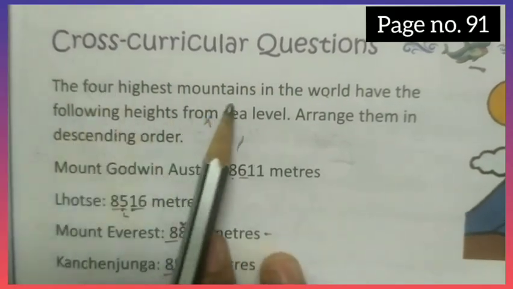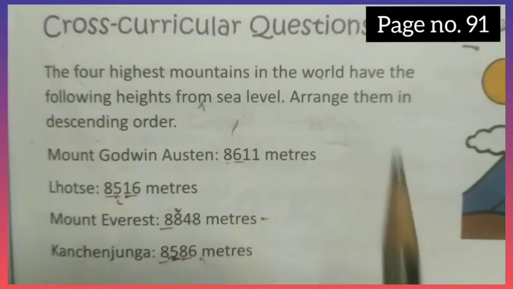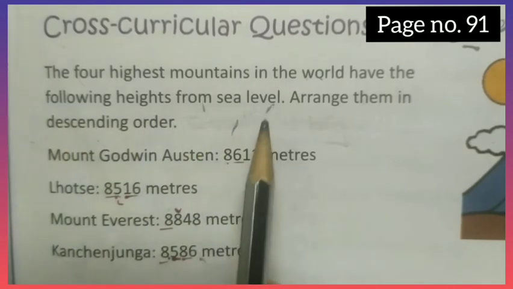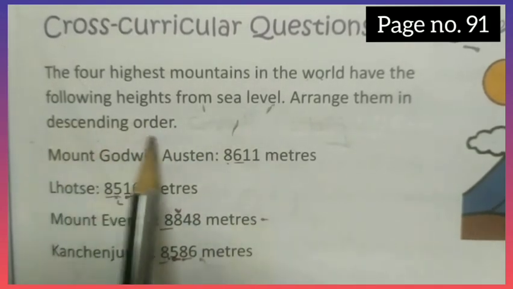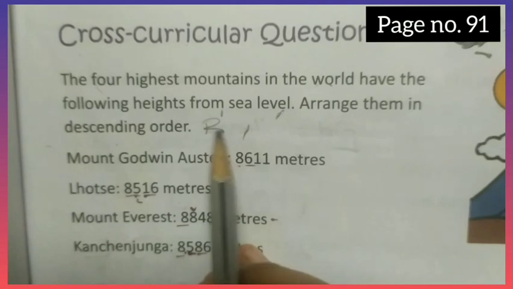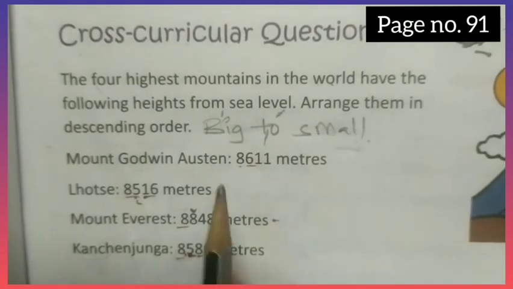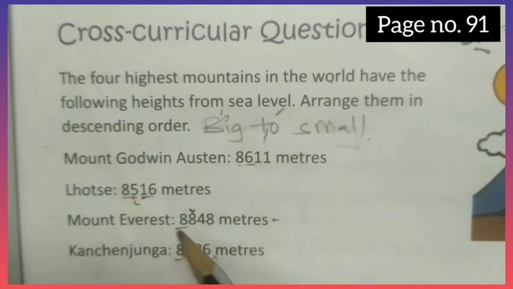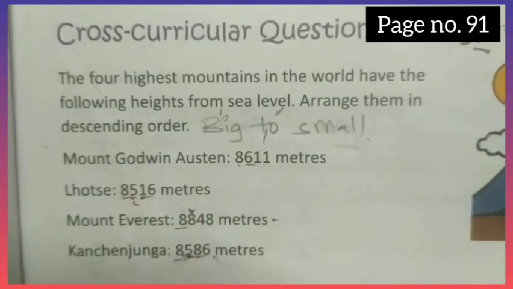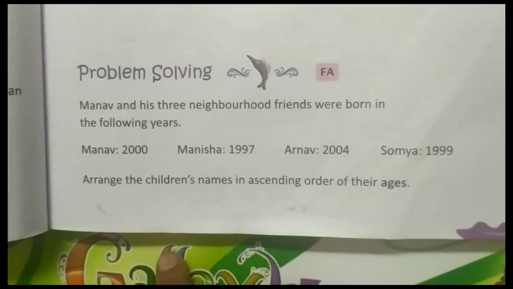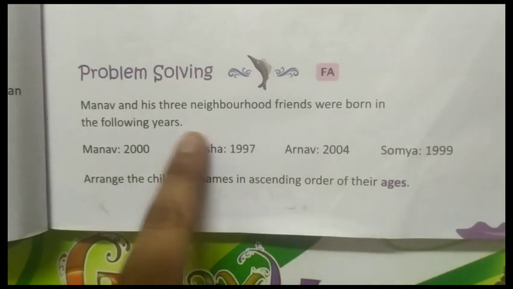The 4 highest mountains in the world have the following heights from sea level. Arrange them in descending order. Descending order means big to small. You have to arrange these heights from big to small. Descending order. Okay, you have to look here, children. Problem solving. This is also your homework.